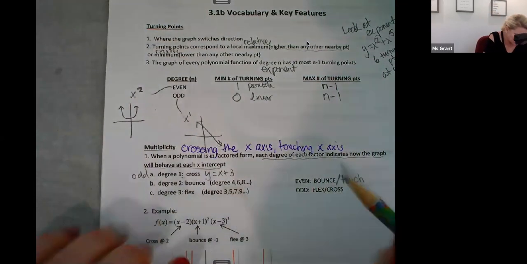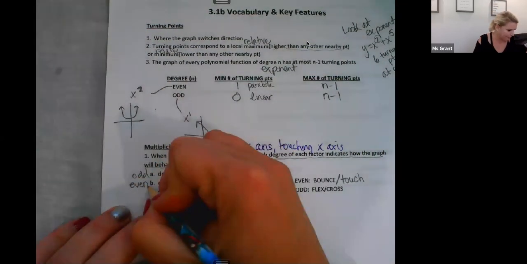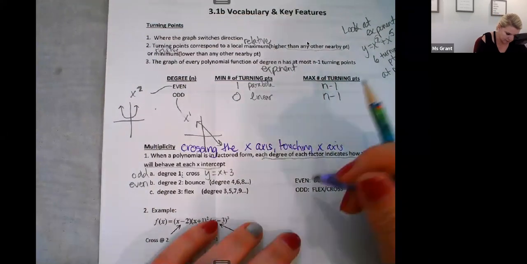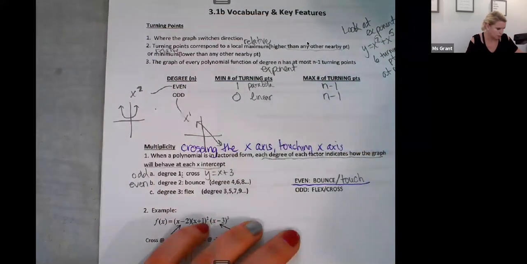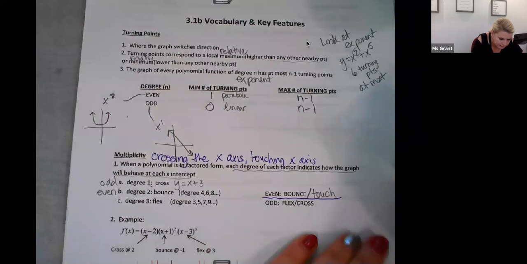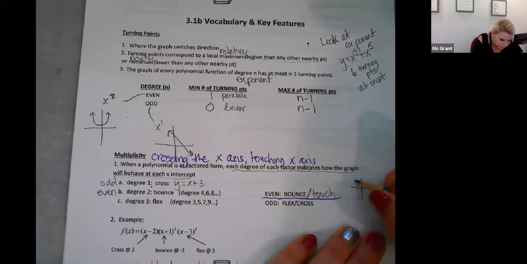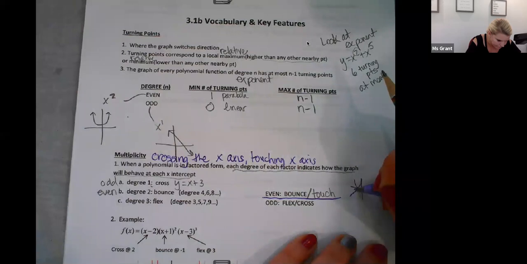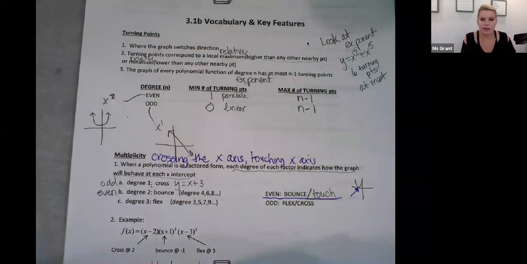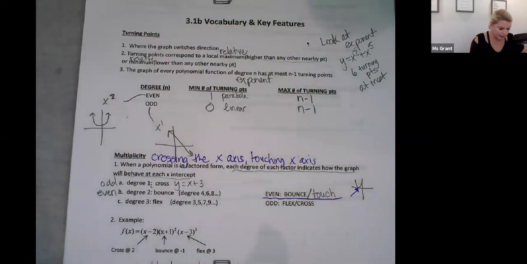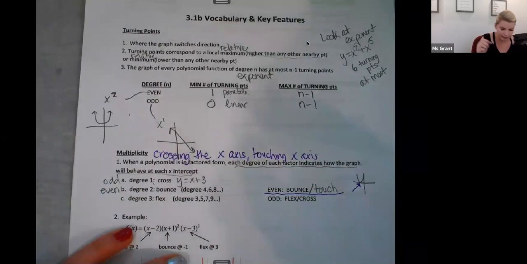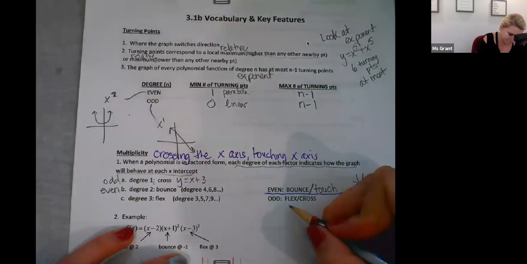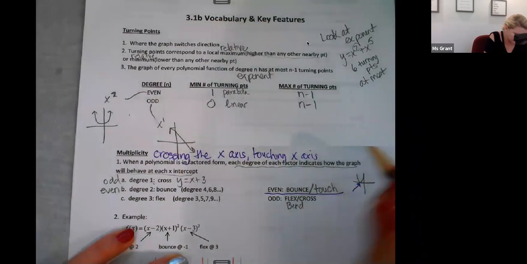If it has a degree of 2, that's an even degree. An even degree bounces or touches. So that'd be like, boop. Oh, it didn't even touch. Right there. It just touches once. Okay. If I have a degree of like a 3, a 5, a 7, or 9, it could flex. Flex means like a bend, but it could also cross.